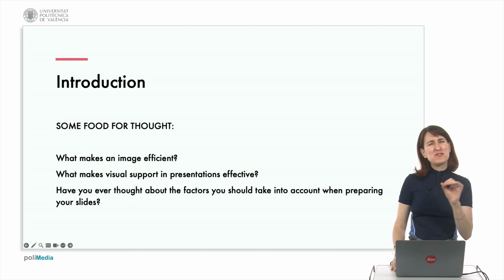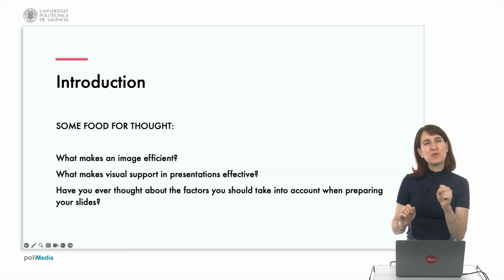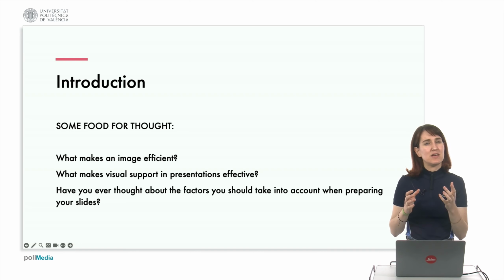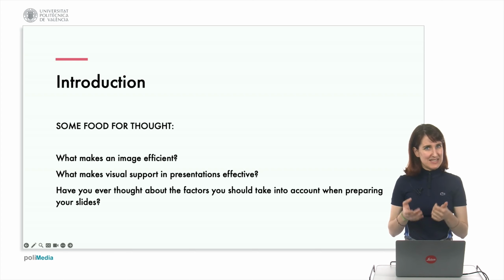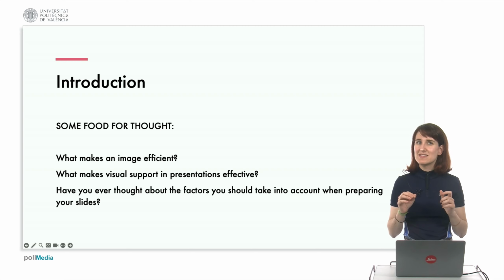So, some food for thought. Give a thought to these questions. What do you think makes an image efficient? Is it the color? Is it the shape? Is it the brightness? Is it the size? What is it? What is for you visually interesting and powerful?